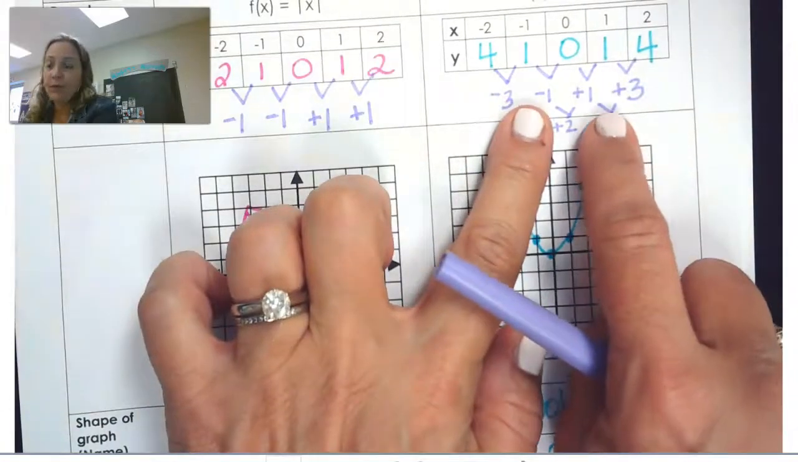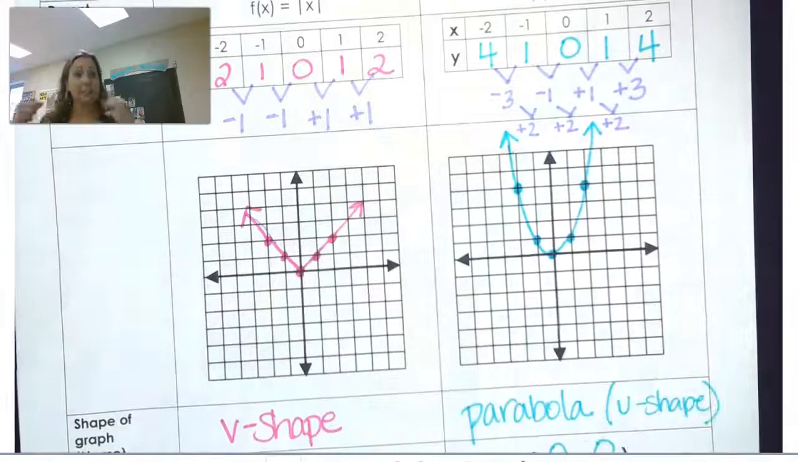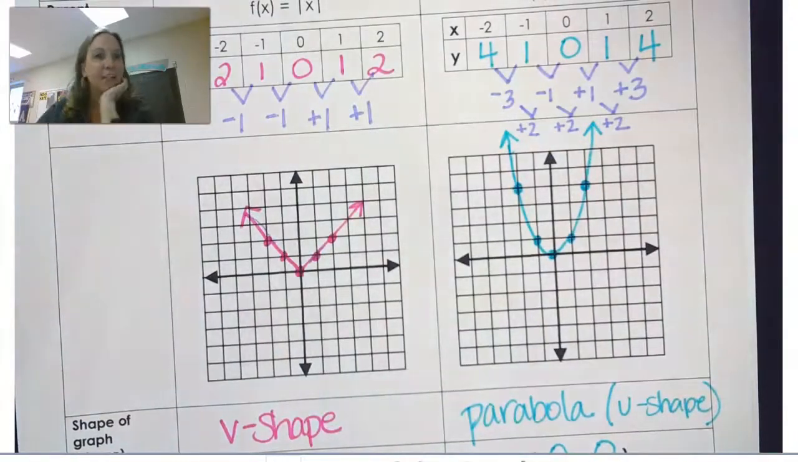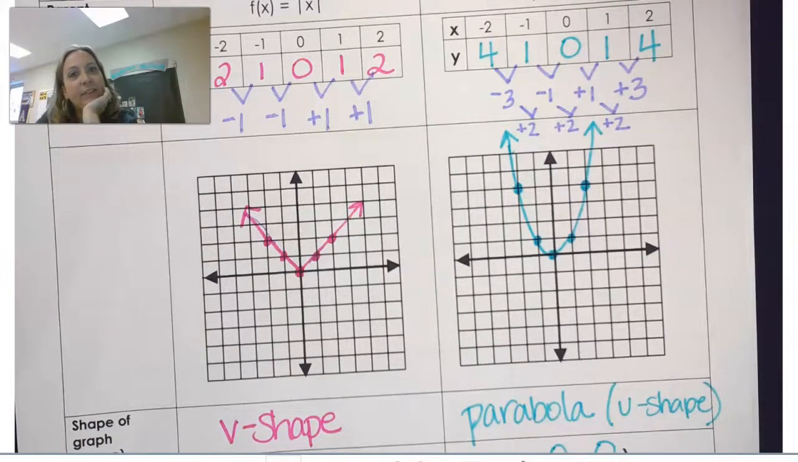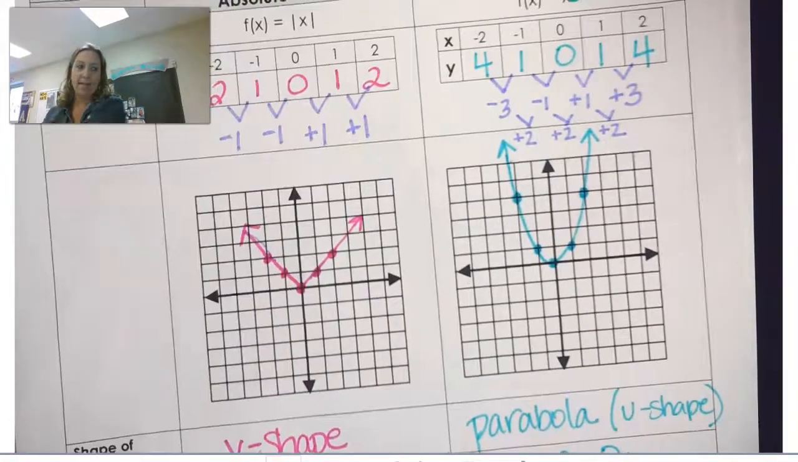and positives, but what you'll find is that if you find the differences of the differences, and these are called the second differences, that those end up being the same. And that's a distinguishing characteristic between the tables of absolute values and the quadratics. Okay.